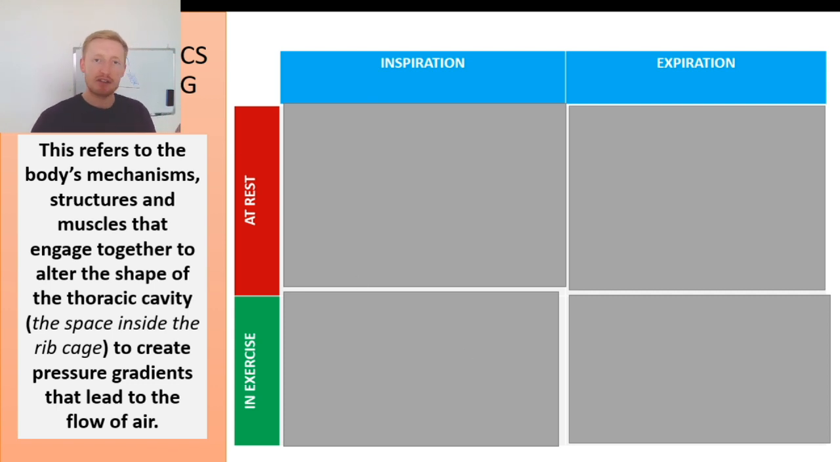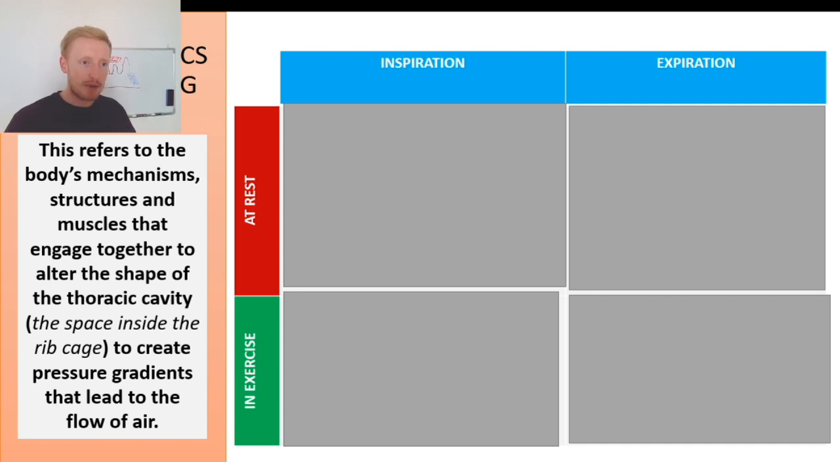And without this, tidal volume, vital capacity, breathing rate, or minute ventilation can't change. And if we can't adapt our minute ventilation, the volume of air that we breathe in per minute, then we can't respond to the effects of exercise. We can't respond to the increased demands of oxygen and overproduction of CO2.